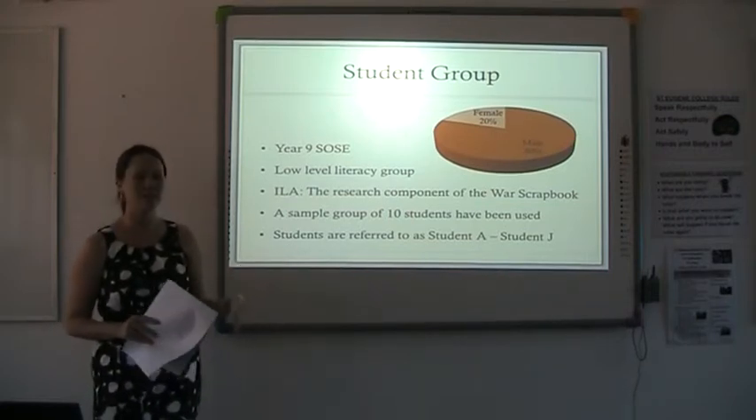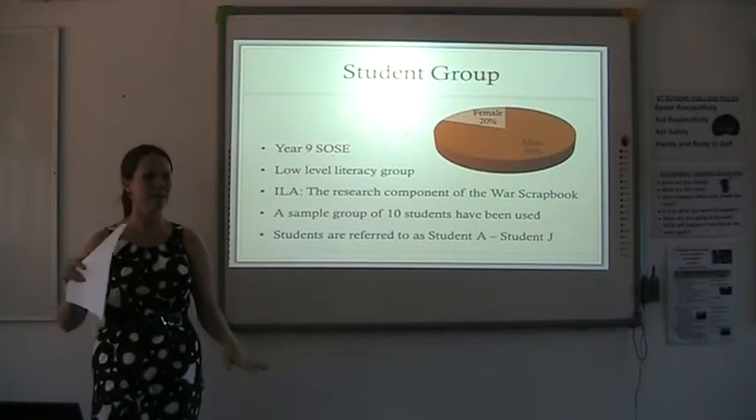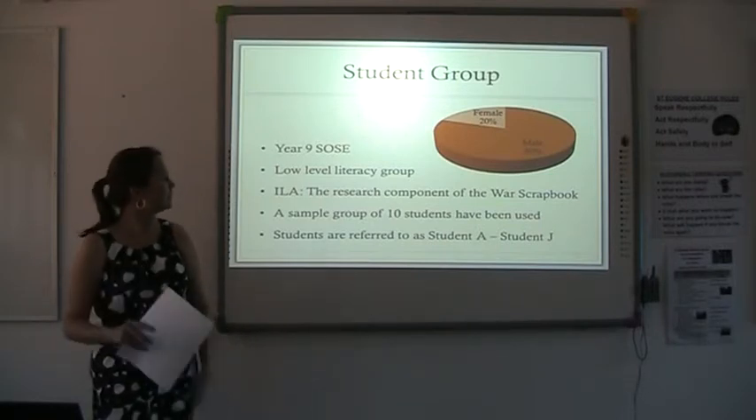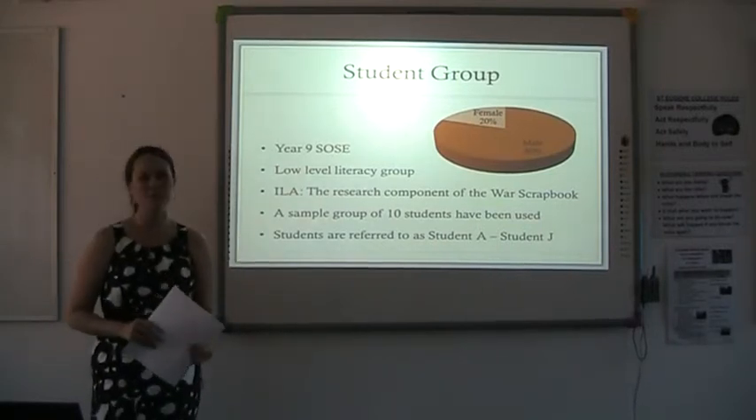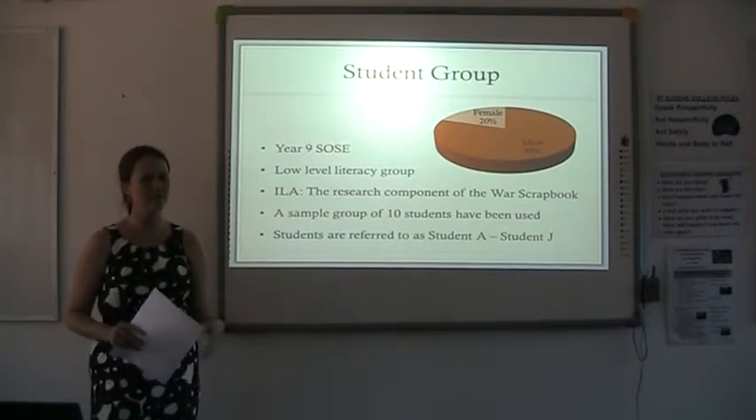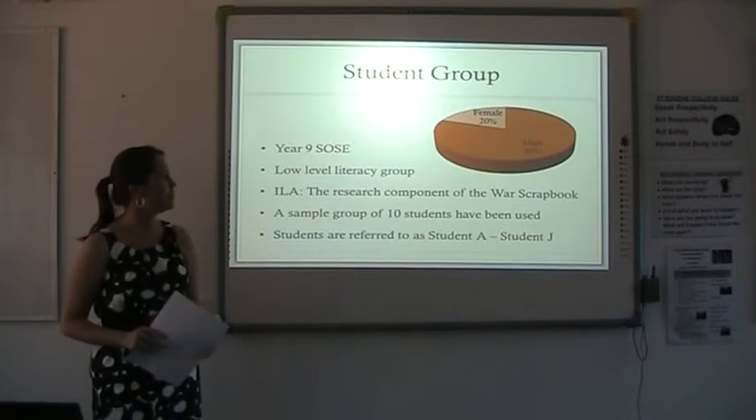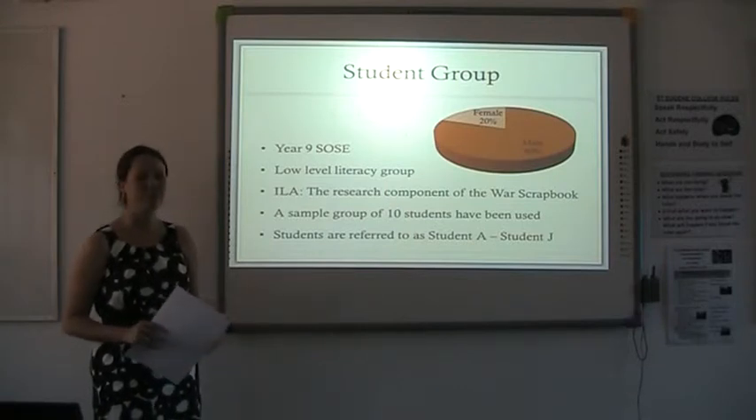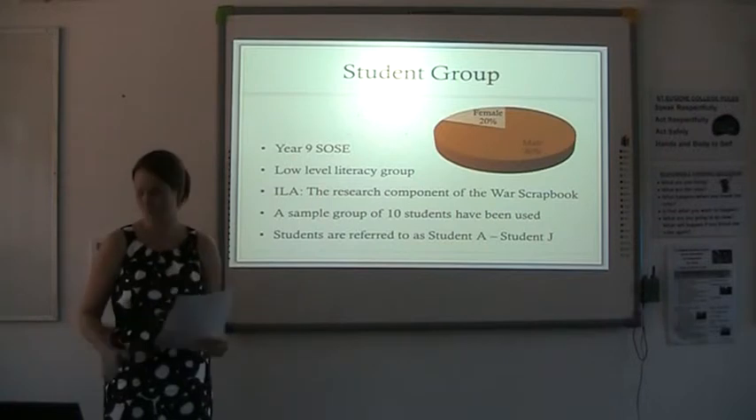This is a cross-section of students from the lowest students in the class up to the more able students in the class. As you can see from the graph up the top as well, there's a high proportion of male students in this class, so that's something to factor in when you're looking at the data also. From the 10 students, there were 2 female and 8 male students.